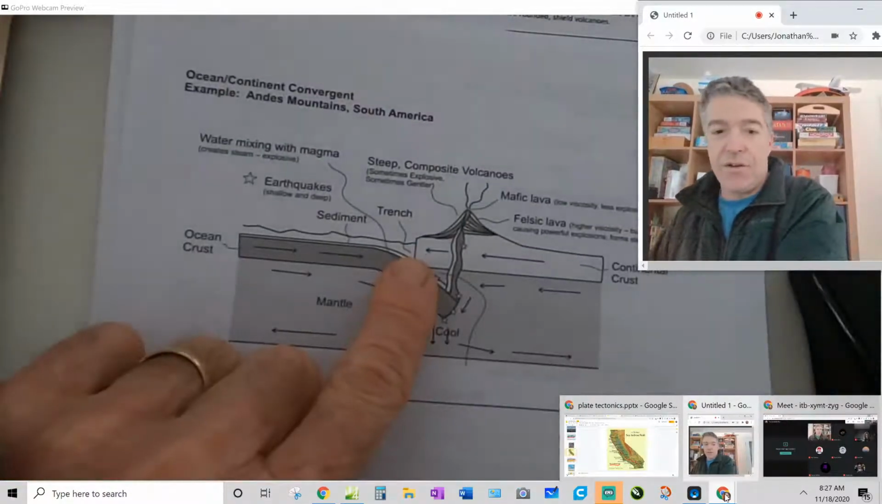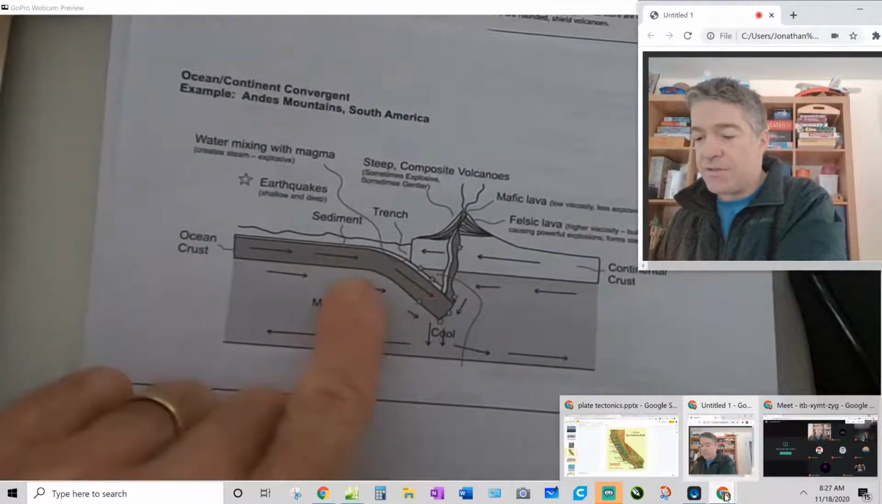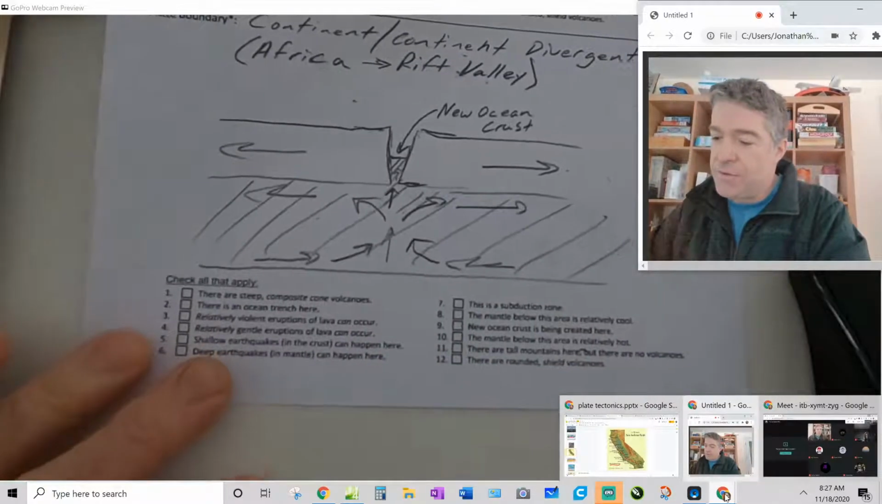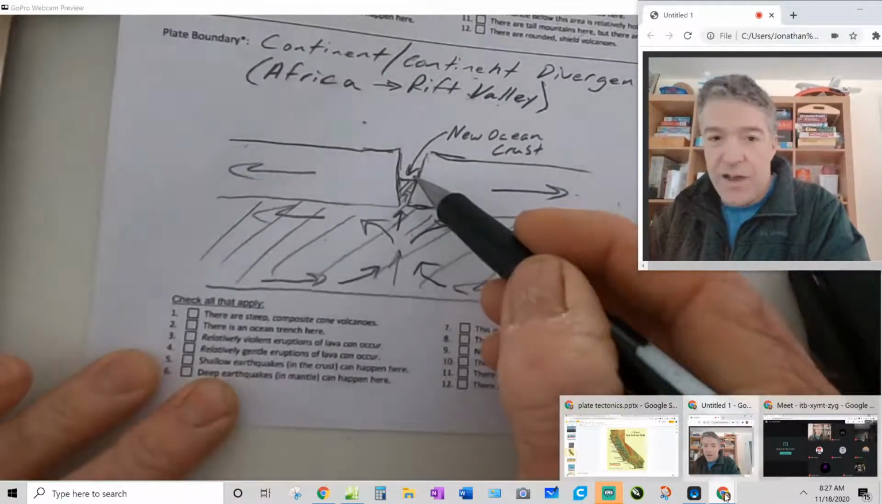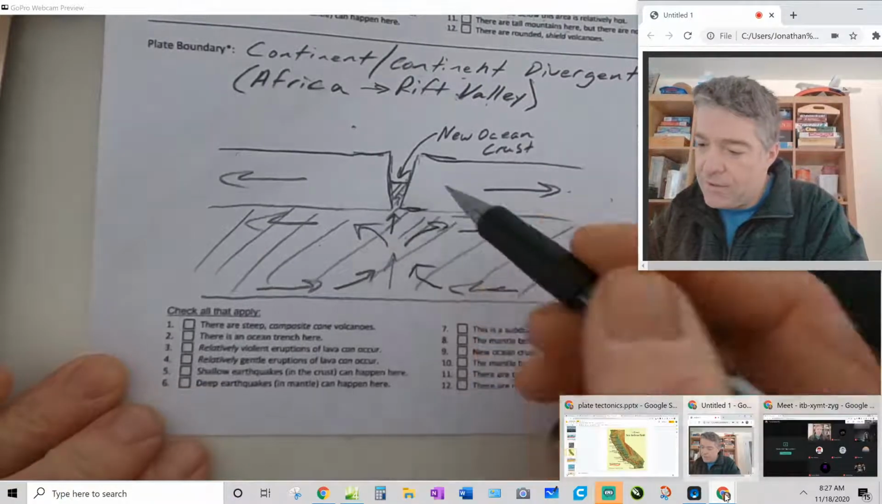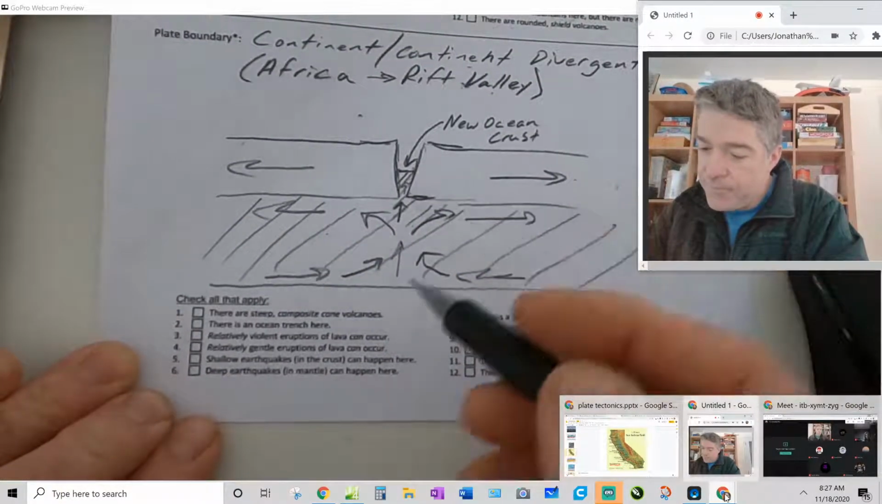This is how an ocean trench forms. It forms at a subduction zone. So no. In Africa, this would be a valley. And I'll show you what it looks like. It's called the African Rift Valley.